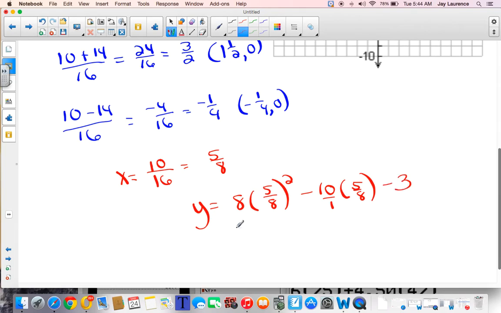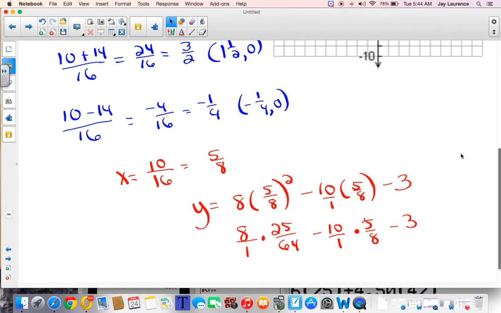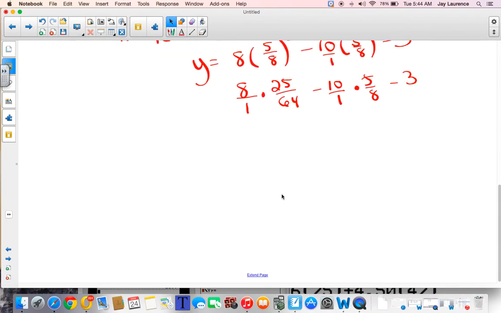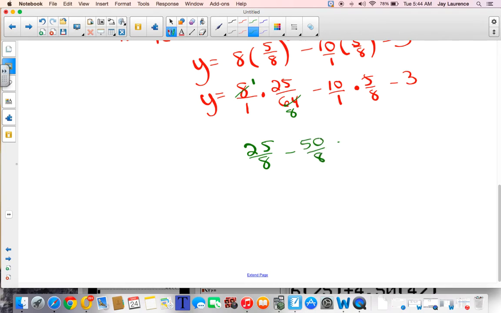Now some of you are so afraid of fractions. Look, if I got 8 over 1 times 25 over 64, and then here I have 10 over 1 times 5 over 8 and minus 3. So Wonder Woman's going to show up. Help me out here. Going in there 8 times, so I'll have 25 over 8. Going to leave it like that for the moment. All right. Since this has a denominator 8, I'm not going to simplify it. And I'm going to get a minus 50 over 8 minus 3.